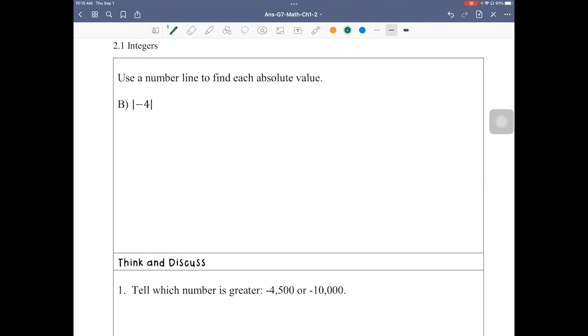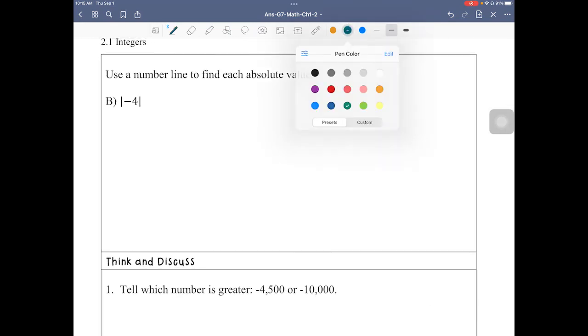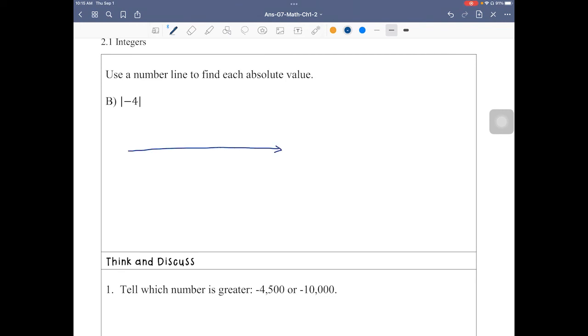Then I want to find another one on the number line. This is 0, -1, -2, -3, -4. The distance from -4 to 0 is 4. So the absolute value of -4 is 4. And now let's do think and discuss.